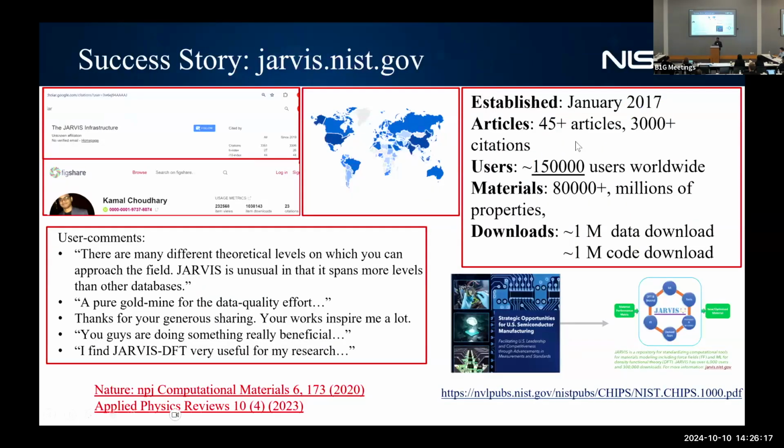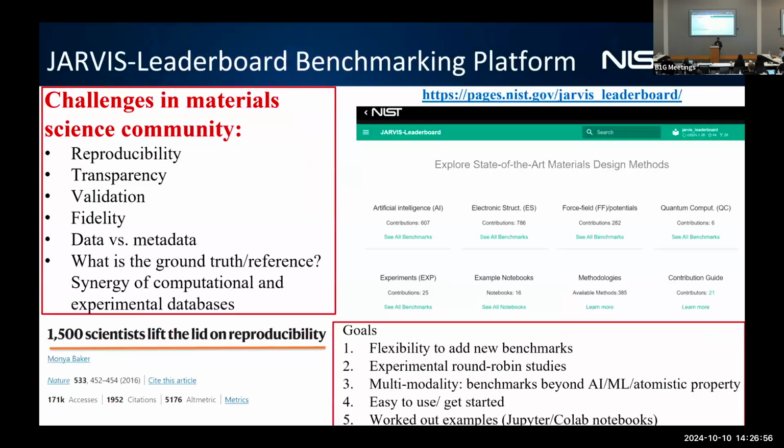Now, some success stories. Starting in 2017, we have about 50 articles published from this, with about 3,000 citations. We are very proud. We have about 150,000 users worldwide. Probably there's no country in the world which is not using JARVIS. It has about 80,000 materials and millions of properties calculated. Most of our data is on Figshare, so we just hit 1 million downloads on Figshare, and our code has 1 million downloads as well. So recently, NIST used the US CHIPS Act, which is the biggest investment by the US government, bigger than the Manhattan Project. There's a component for a strategic plan, and in the strategic plan, JARVIS was highlighted as making the computational standards. We are very proud about that. So that was the JARVIS database.